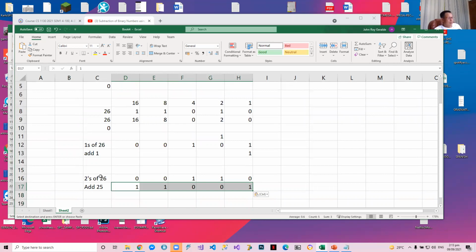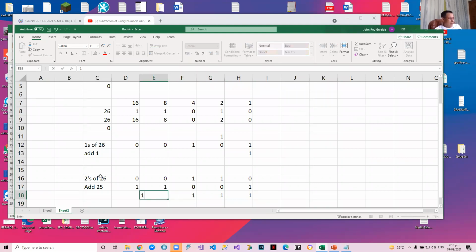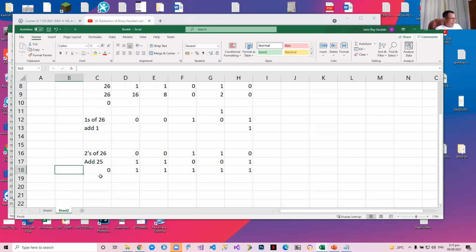Okay. We add 25. No? 1 plus 0 plus 1 is 1. 1 plus 0 is 1. 1 plus 0 is 1. 0 plus 1 is 1. 0 plus 1 is 1. The last carry here is a 0. So this is a negative.